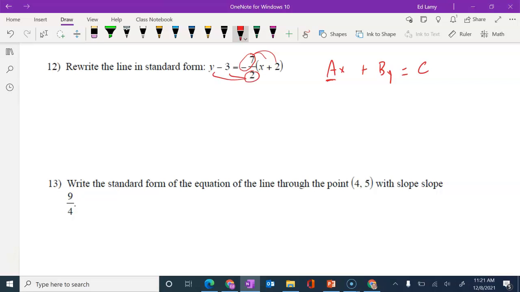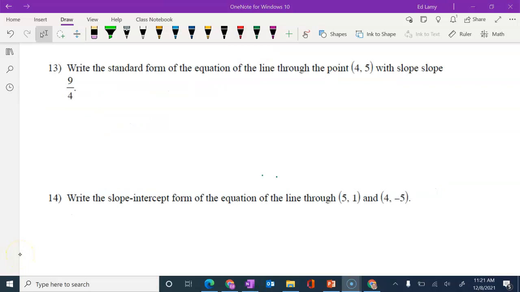So distributing that 2 to the left, we get 2y minus 6, and the -7 on the right would produce -7x minus 14. And the last thing to do would be to get the x term on the left, positive 7x, and the constant on the right, -14 plus 6 is -8. That's standard form.